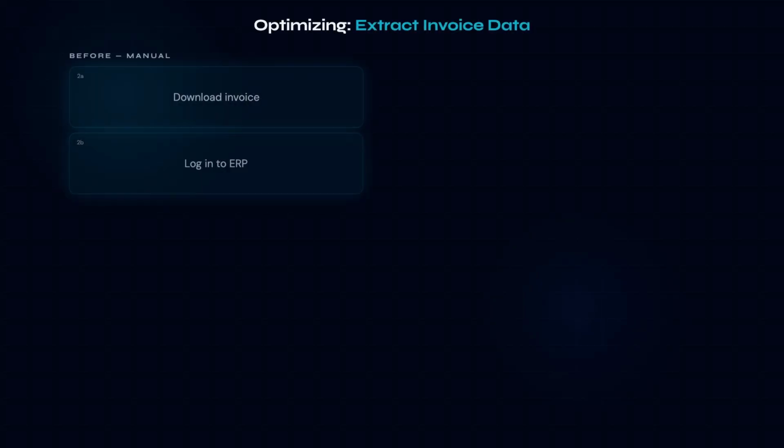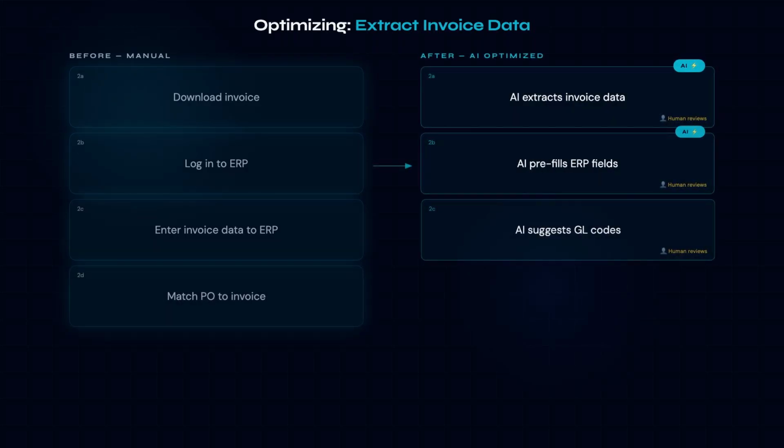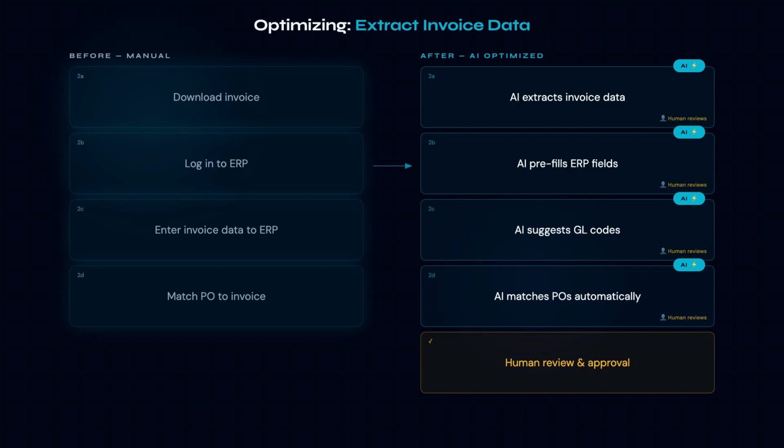So in the invoice example, let's just take one of the tasks and try to optimize it. So here, instead of manually downloading an invoice and then inputting into the ERP system, you can have the AI extract that invoice data, pre-fill the ERP fields, and do others like suggest GL codes and match POs automatically. But the human is still actually doing the action and approving the process. But as you can see, the structure is not changing here. We are just using AI to immediately reduce the time for each individual subcomponent and subtask.